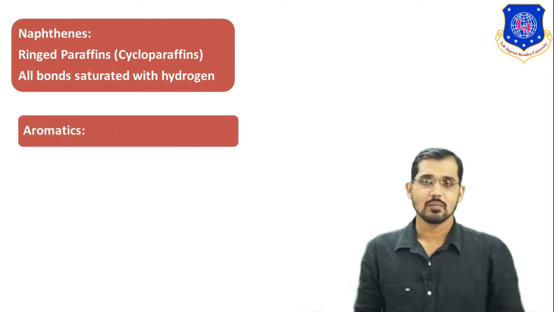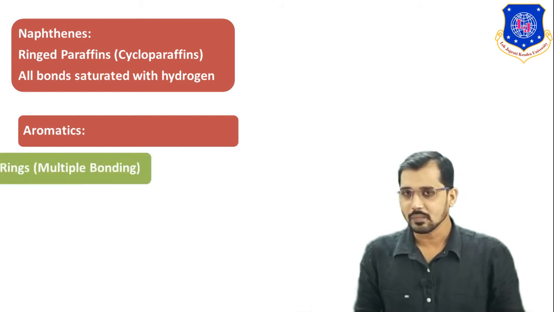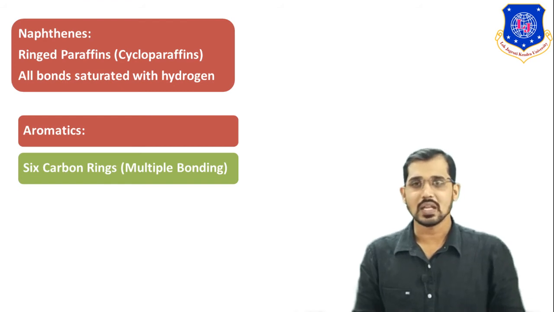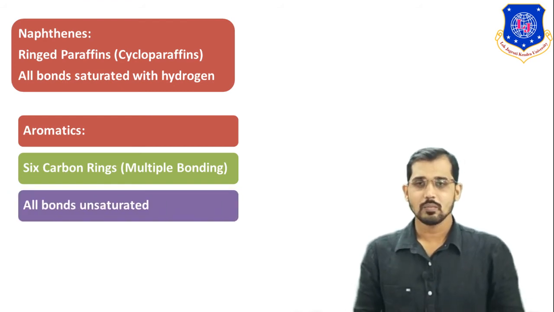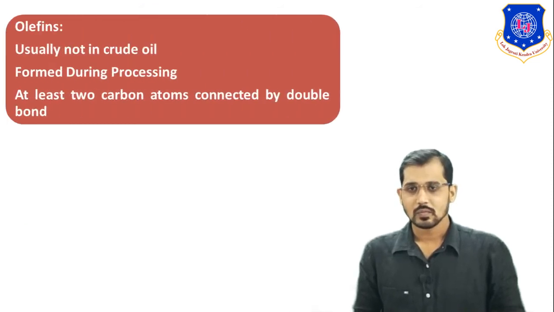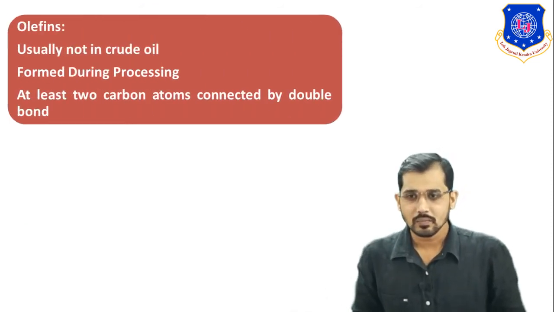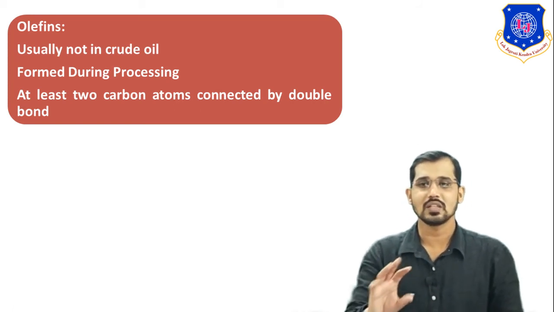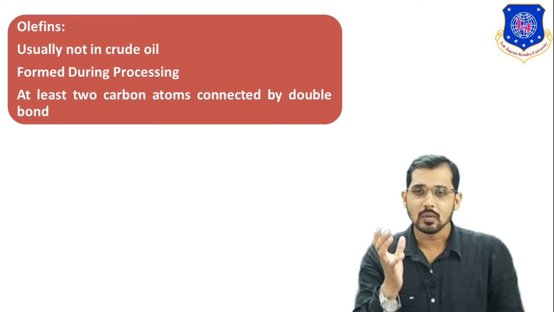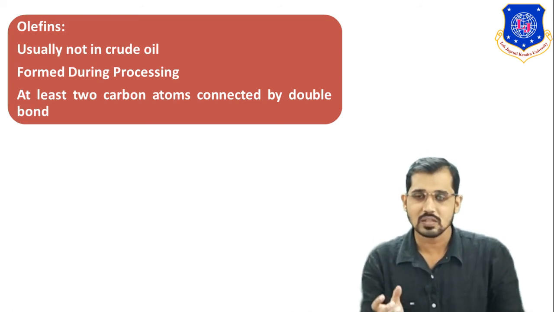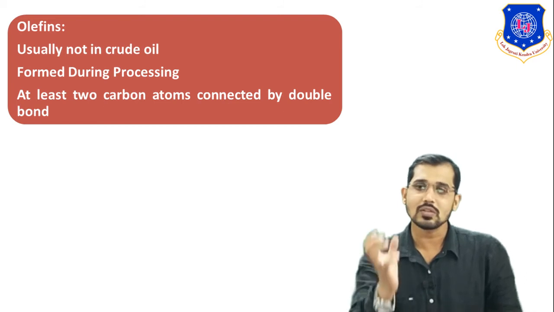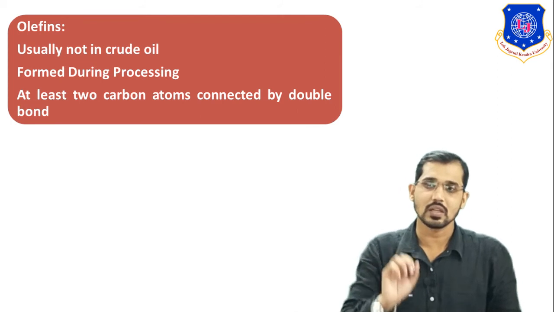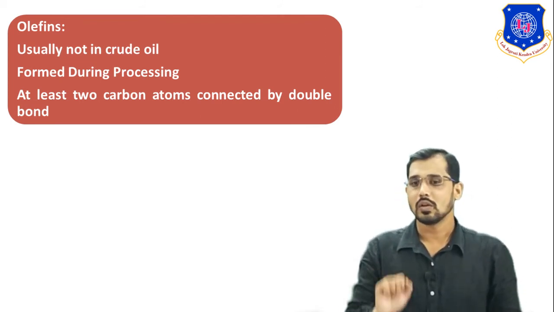After that, aromatics means there are unsaturated compounds present. First of all, there will be rings, 6 carbon rings. After that, there will be unsaturated compounds present, meaning all bonds are unsaturated. After that, olefins. I discussed olefins with you as well. Olefins are generally not a component in the composition of the feedstock. Yes, they are not a component of the initial feedstock, but these olefins are formed during the processing of the feedstock. So these are the important parameters related to olefins.